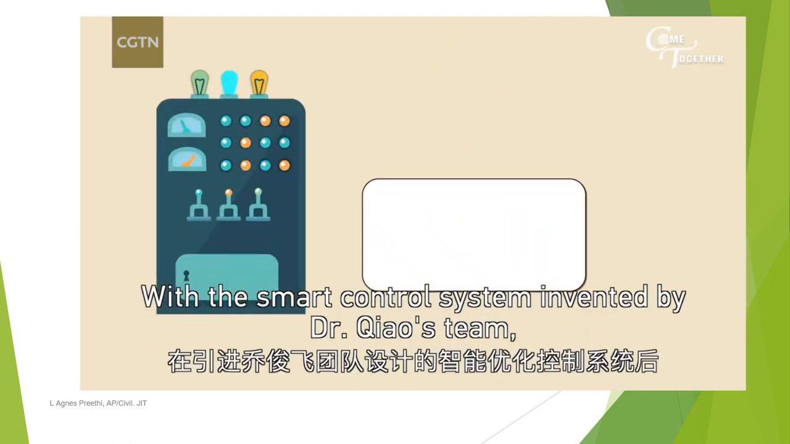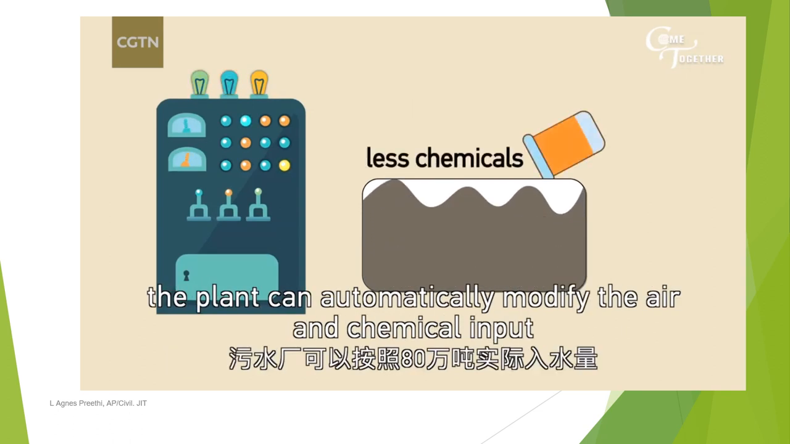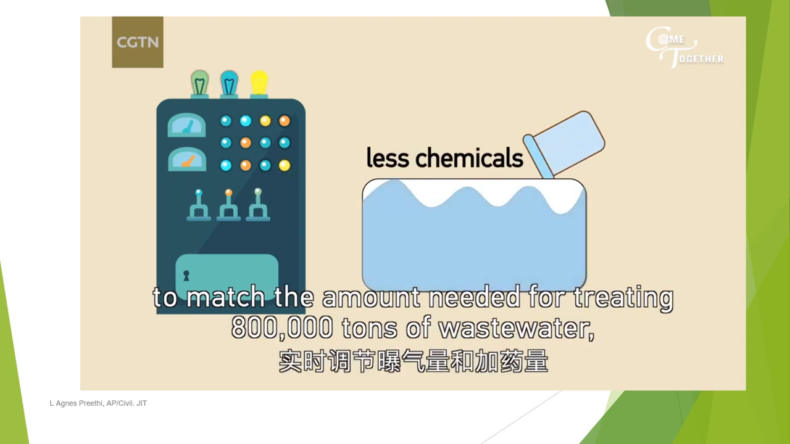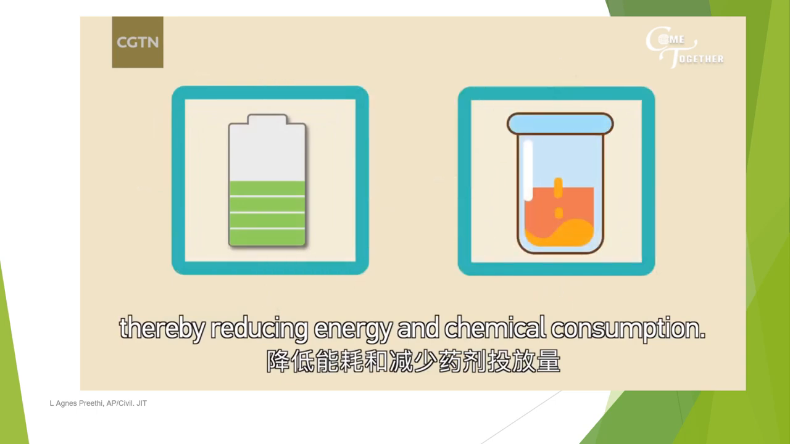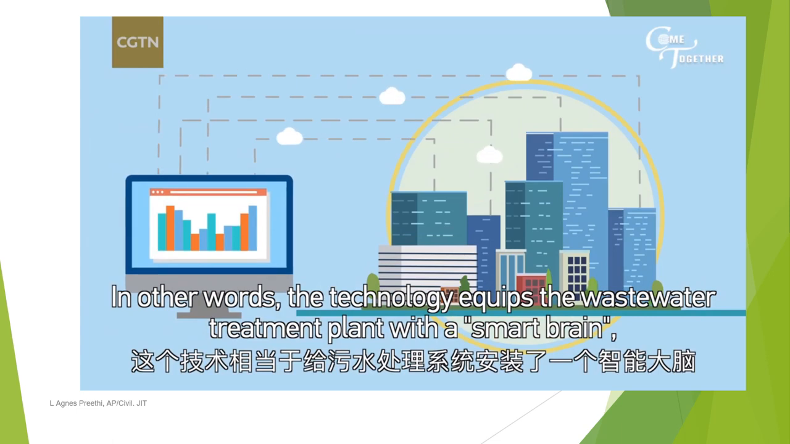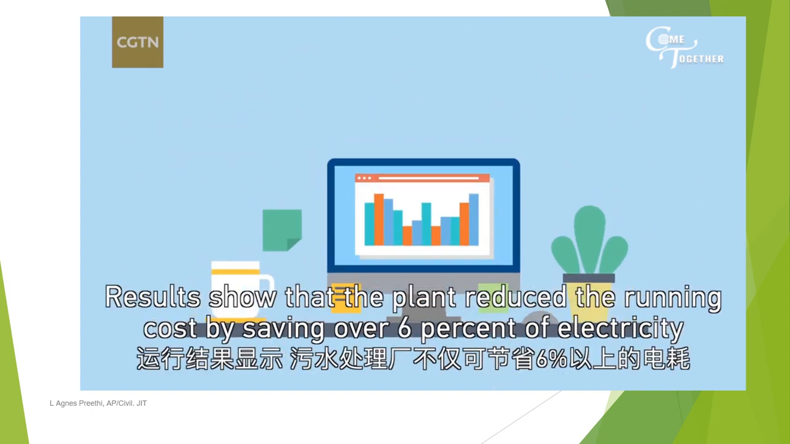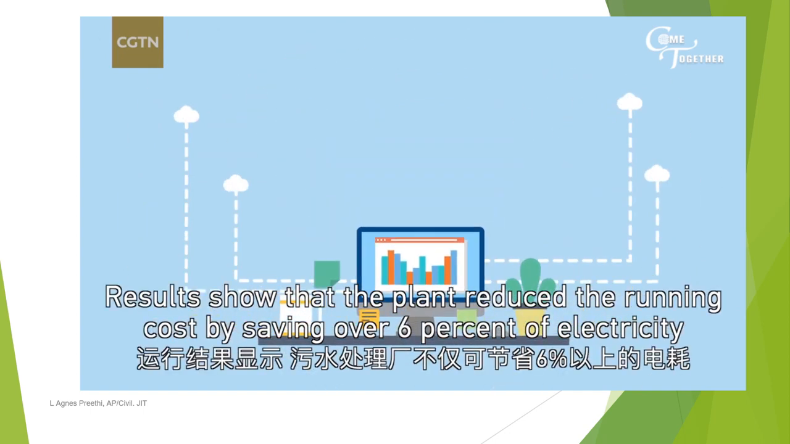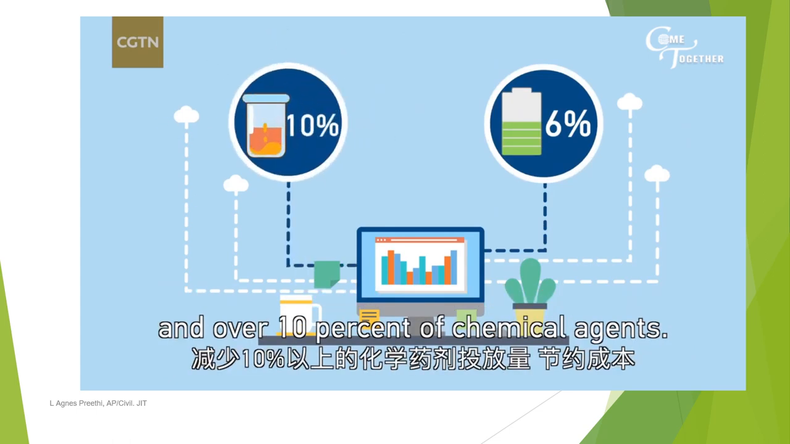With a smart control system invented by Dr. Chow's team, the plant can automatically modify the air and chemical input to match the amount needed for treating 800,000 tons of wastewater, thereby reducing energy and chemical consumption. In other words, the technology equips the wastewater treatment plant with a smart brain, enabling it to run smartly and efficiently. Results show that the plant reduced running cost by saving over 6% of electricity and over 10% of chemical agents.